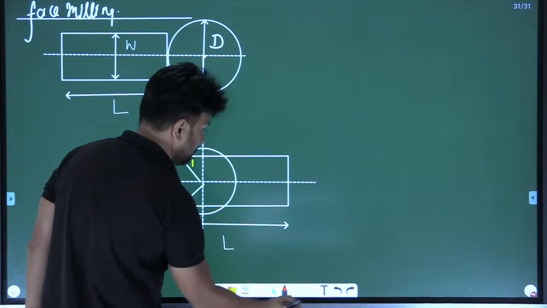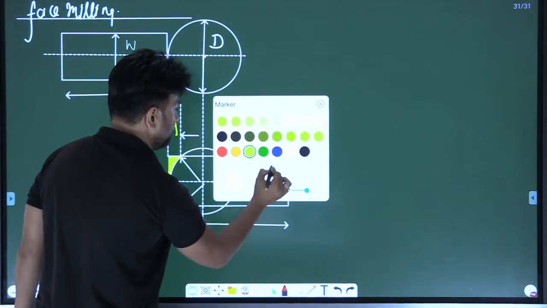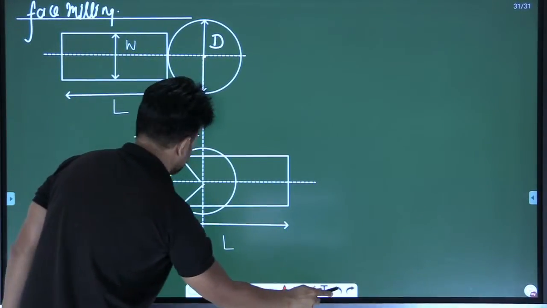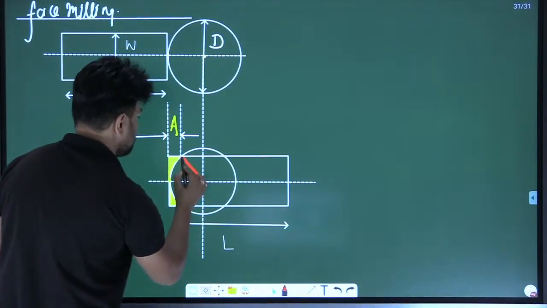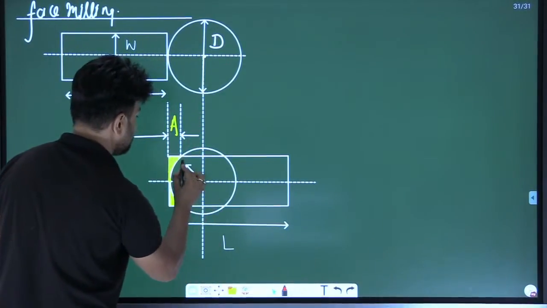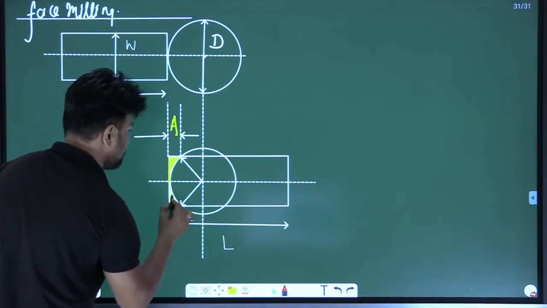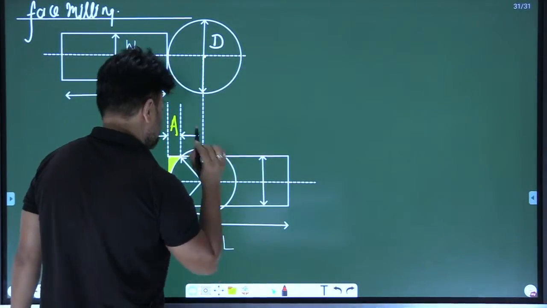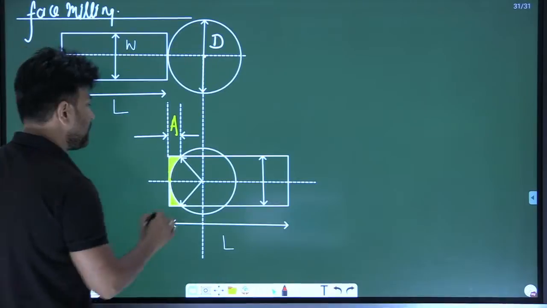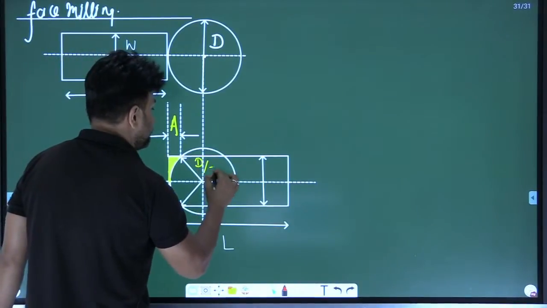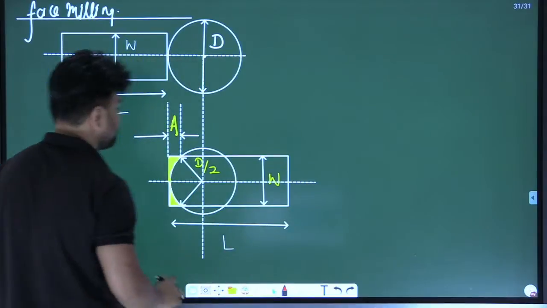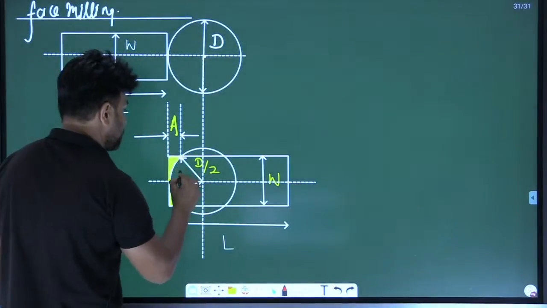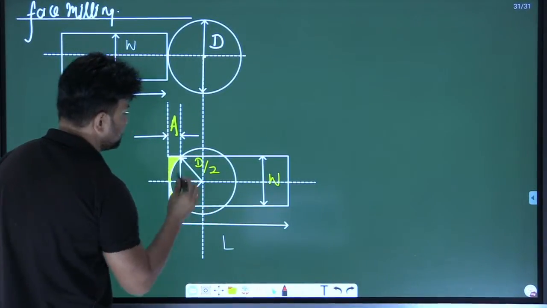This is D by 2. You can calculate in a very easy manner. This is D by 2 and the total is W. So, you want to calculate A? Once you calculate that much distance, is that clear?